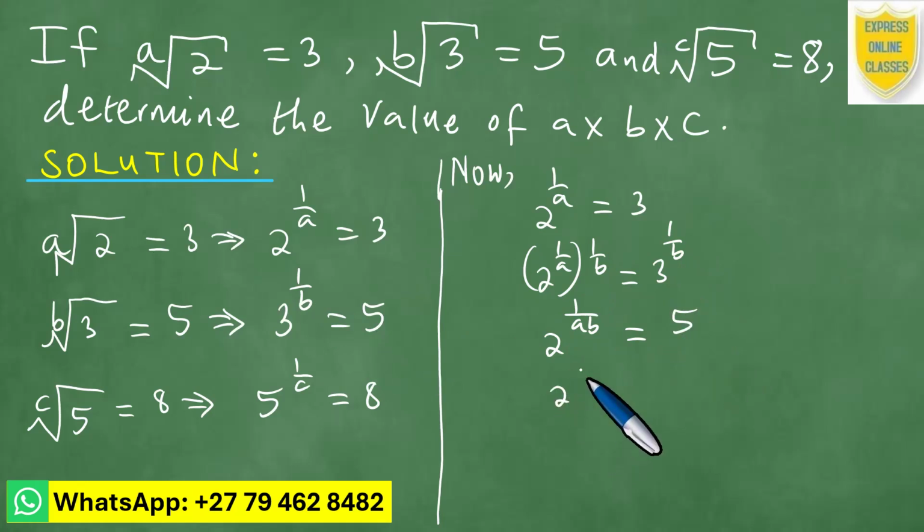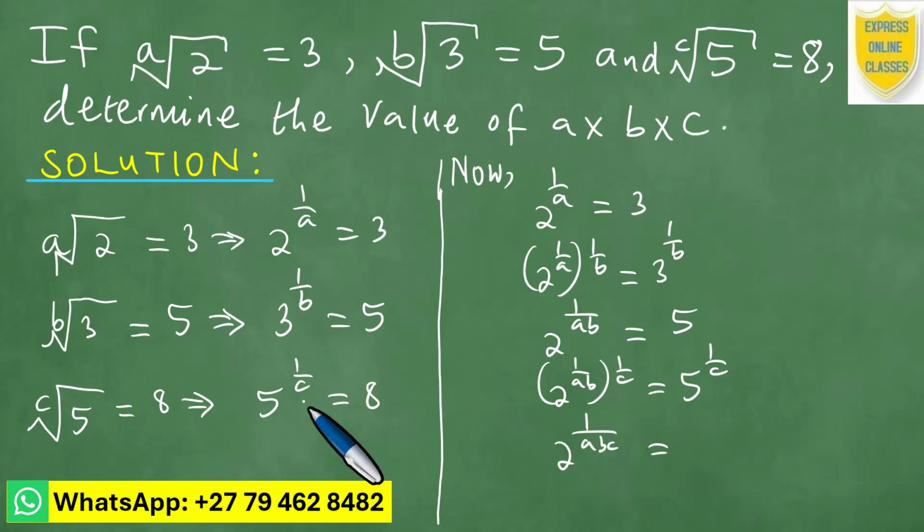So we raise this as well, 1 out of AB, we raise it to 1 out of C, and therefore this is 5 to the power 1 out of C, giving us 2 to the power 1 out of ABC, which equals exactly 8. So we have 2 to the power 1 out of ABC, which equals 8.